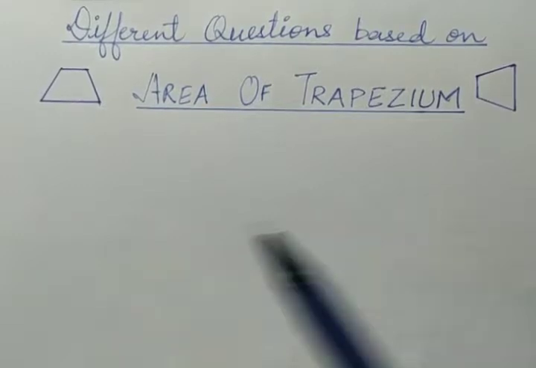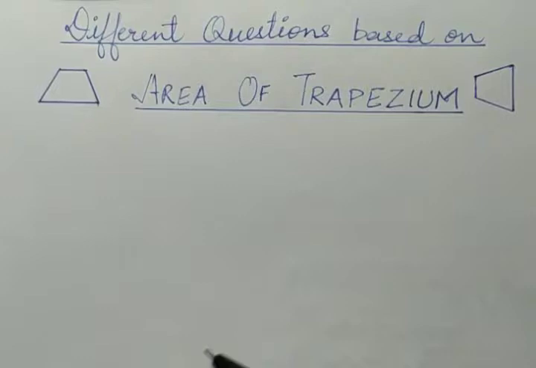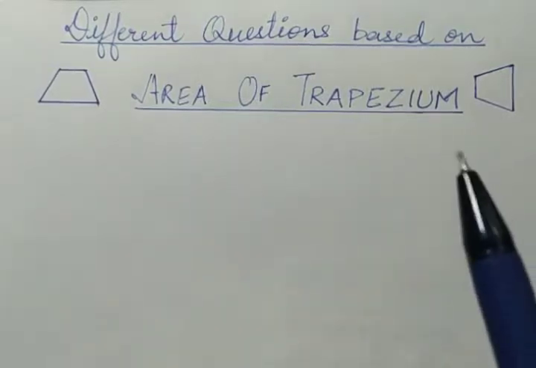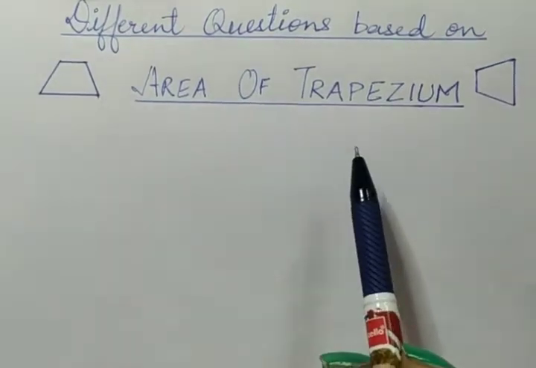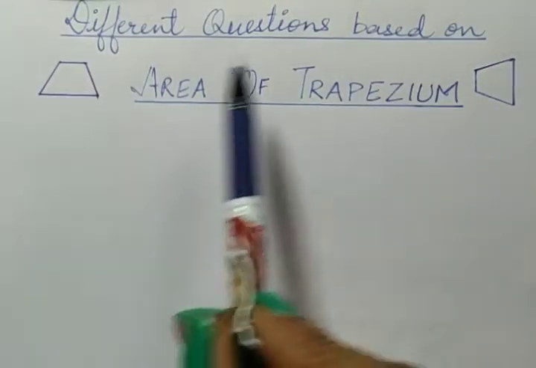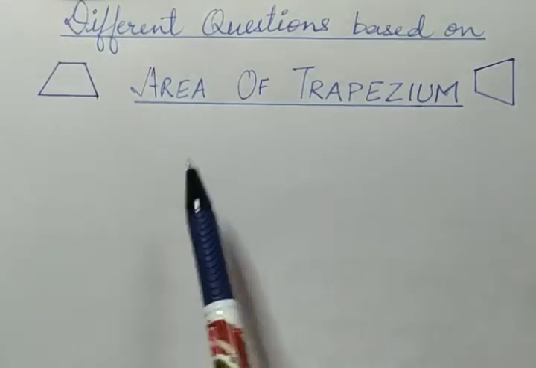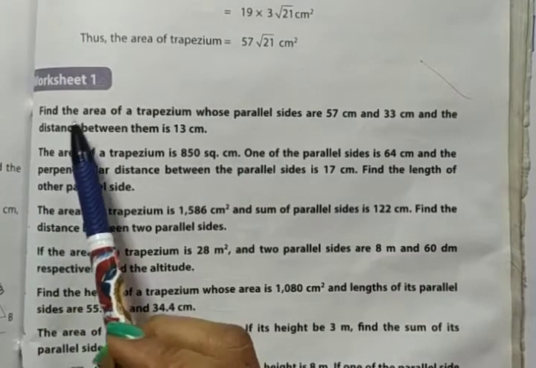In the previous videos we have already learnt about different types of quadrilaterals and how to find the area of a trapezium. Now today we will learn how we can solve different questions based on the area of a trapezium easily. Let's start. First question of worksheet 1.